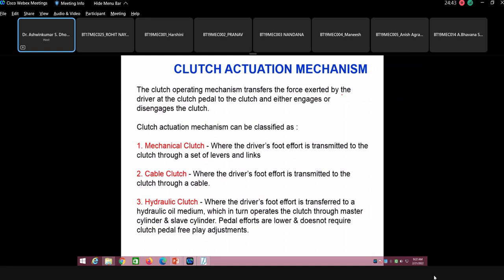Mechanical clutch is where the driver's foot effort is transmitted to the clutch through a set of levers and linkages. Usually, we say that there may be some lag between the moment you press the clutch pedal and the disengagement of the clutch. But still it is working and it is in use. Now the cable clutch is where the driver's foot effort is transmitted to the clutch through a cable.